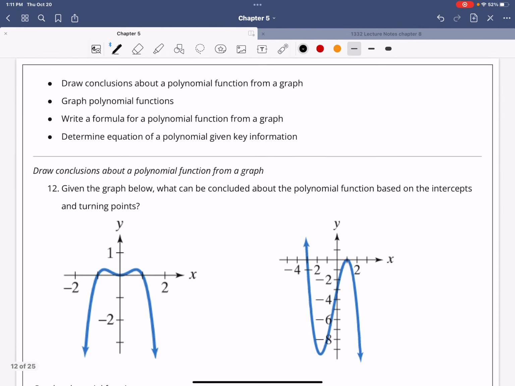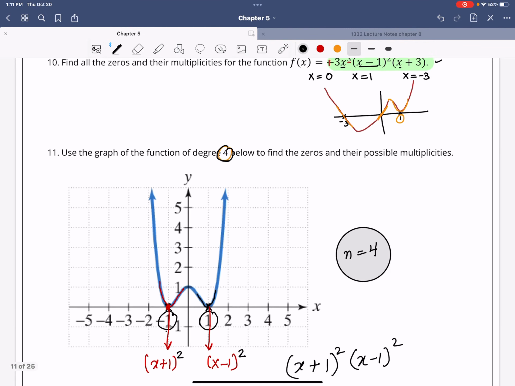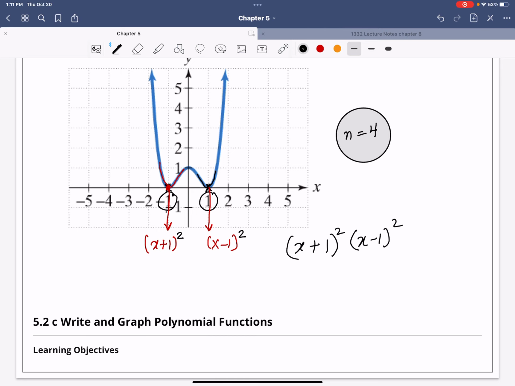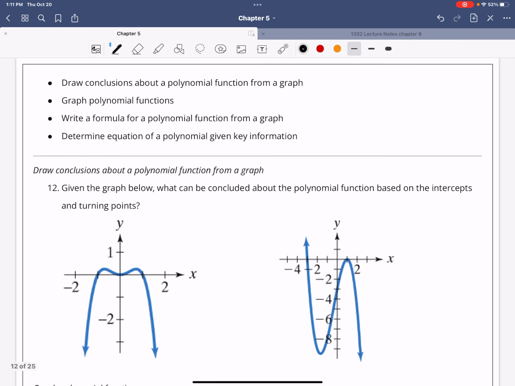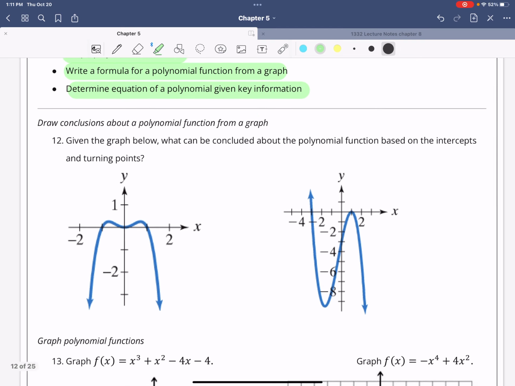All right, this is section 5.2c. We're going to write and graph the polynomial functions. The first thing we're going to do is draw a conclusion. Then we're going to graph the polynomials. By default, you all will use your Desmos. I'm going to write the formula for the polynomial and determine the equation, so I'm going to work my way backward.